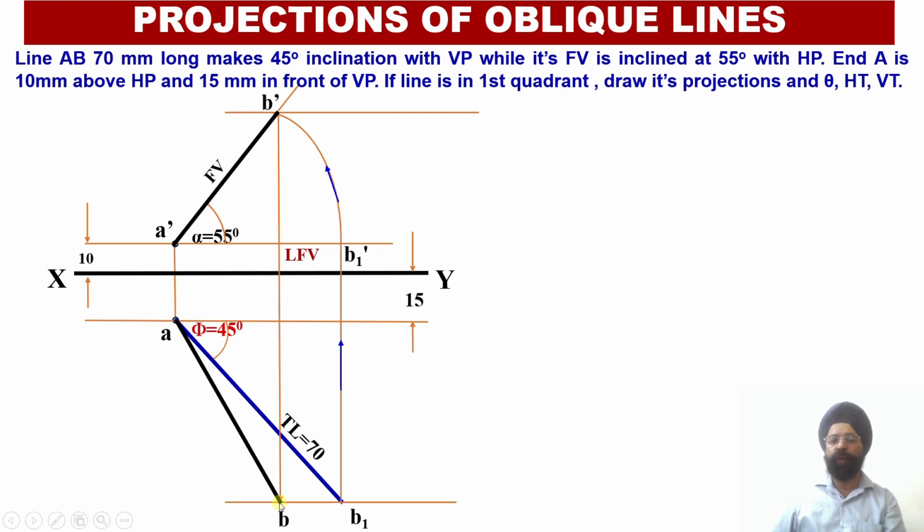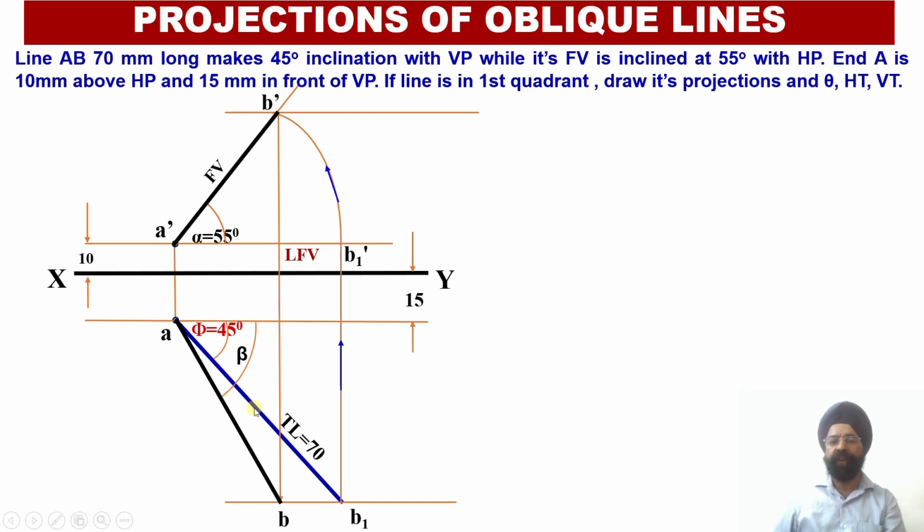So once I obtain this point B, I know that B dash and B are lying in the same vertical line. Now I can join the end A with end B over here. So the point A can be joined with point B. This way I have been able to evaluate the top view projection of this particular line AB in the horizontal plane. Once I obtain this plan projection AB in the top view, I will be able to measure the angle of inclination of this top view projection line with respect to the vertical plane.